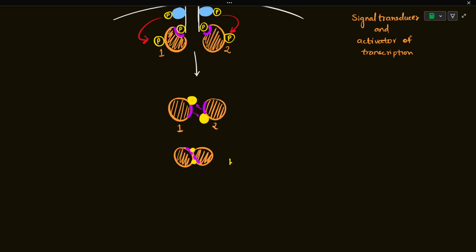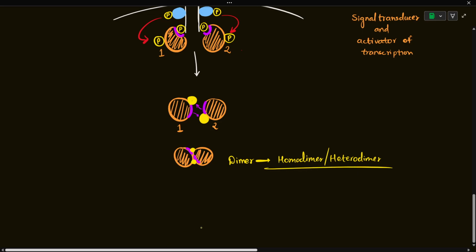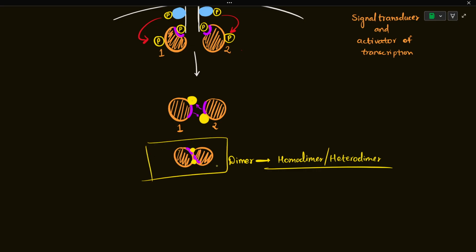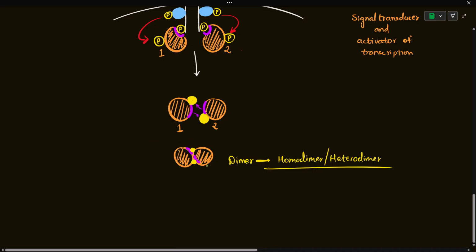So this will create a dimer, which could be either a homodimer, if both of the STAT molecules belong to the same category, or a heterodimer if the two STAT molecules belong to different categories. So it could be a homodimer or heterodimer depending upon the category or type of the STAT molecules that are adhered to each other. This STAT, which is now released in the cytoplasm and has formed a dimer, is referred to as the activated STAT. So this phosphorylated STAT is the activated STAT, and now it will translocate to the nucleus.